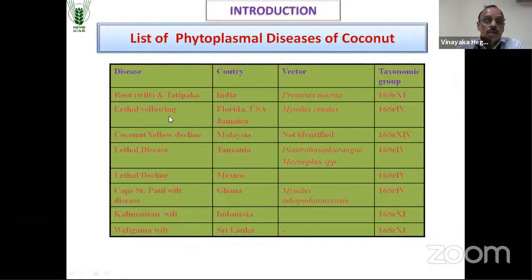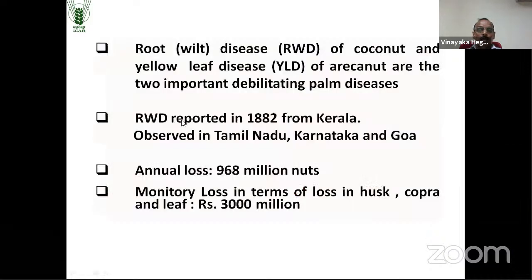Then lethal yellowing is not present in India. This is the same, caused by phytoplasma belonging to different groups, but it is not present in India. It causes a lethal disease, whereas root wilt is not a lethal disease. It causes a debilitating disease slowly. So these are different types of phytoplasma disease reported in different parts of the world. But in India, mainly we are seeing coconut root wilt as the major problem.